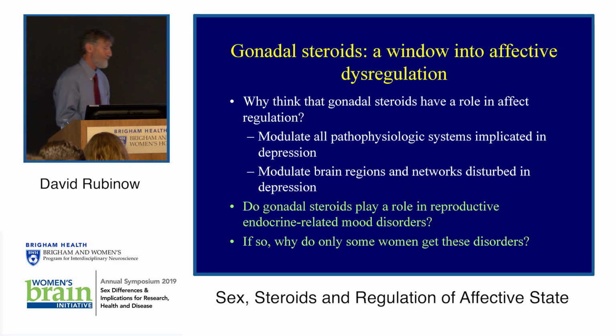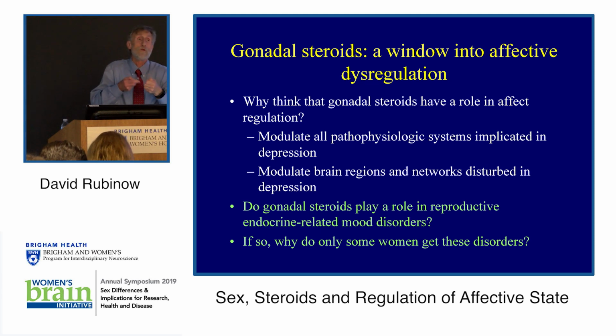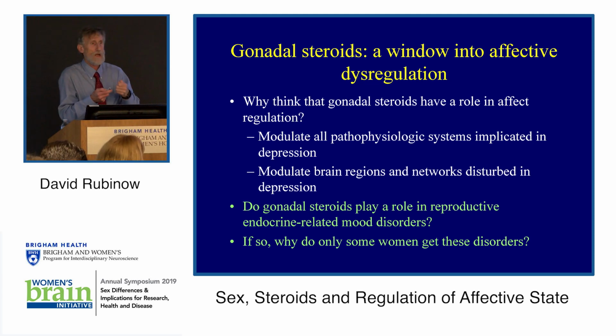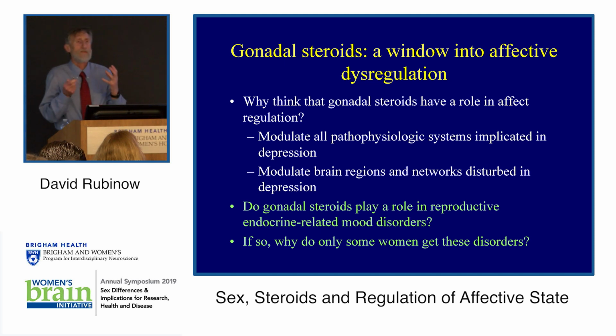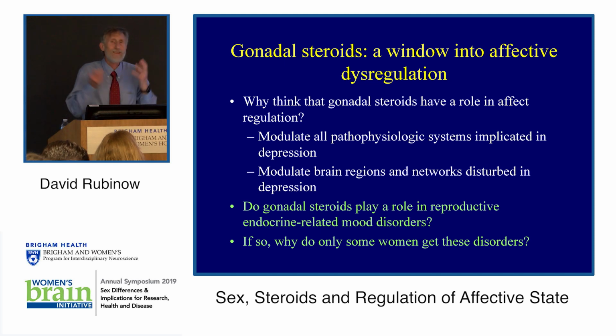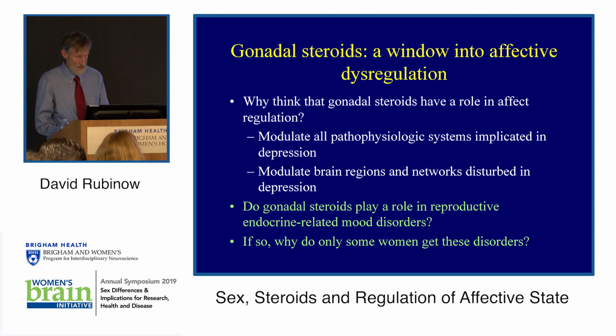So these reproductive steroids are capable of influencing the circuits that have been implicated in depression. But do they play a role in reproductive endocrine-related mood disorders? And if so, why do only some women get these disorders? Because this is really the critical question, cutting across all of the disorders we study. Not everybody gets it, no matter what it is that we're studying. So what's the source of that vulnerability?